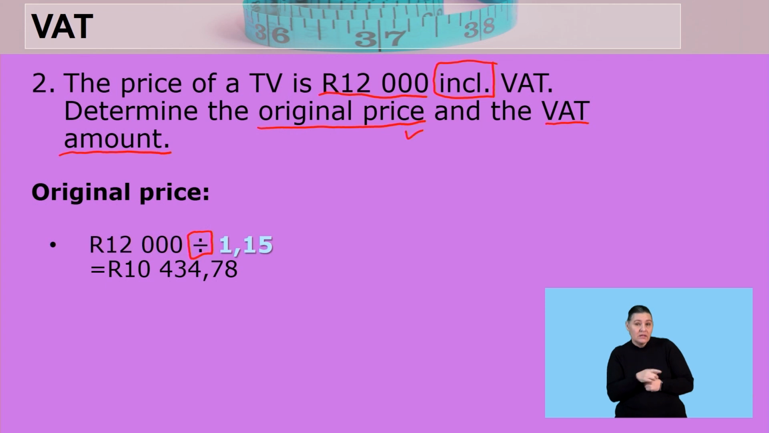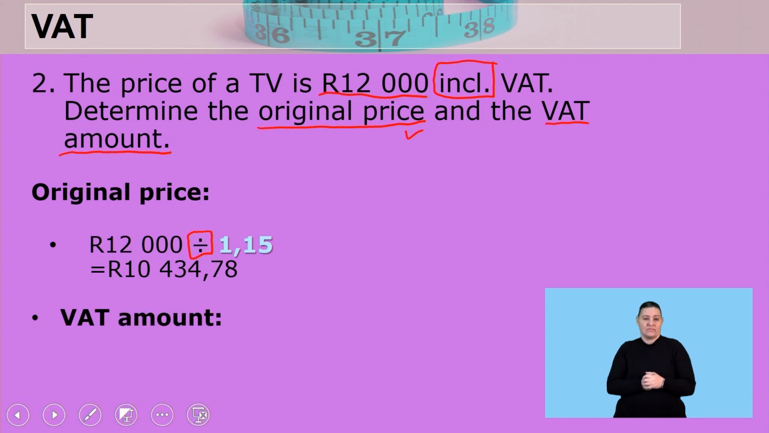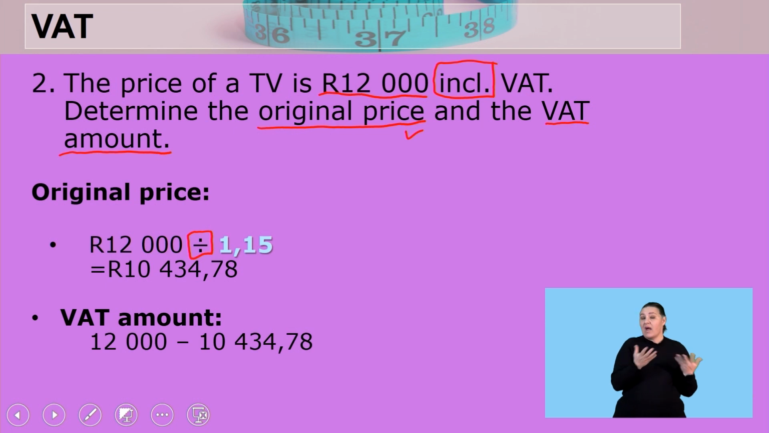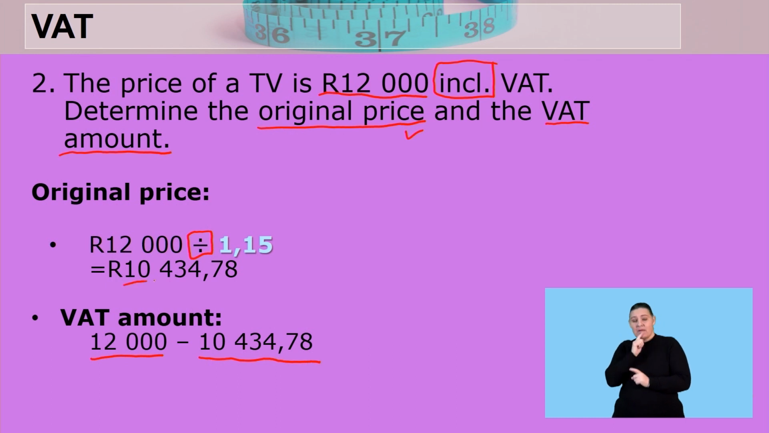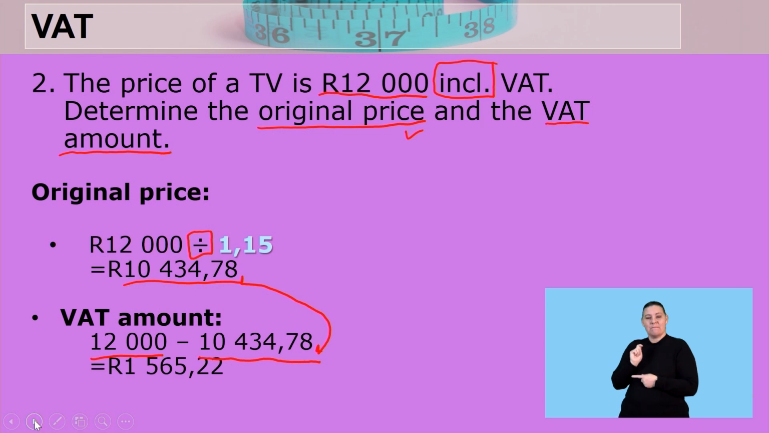Now we've got to look at the VAT amount. The VAT amount is given by 12,000 Rand. What did this represent? That's the price inclusive of VAT, including VAT, minus 10,434 Rand 78. That's the price from above. And we're using that price because that's the original price before VAT has been added on. So if you take away the two, it should give us 1,565 Rand 22, and that represents the amount of VAT in this calculation.